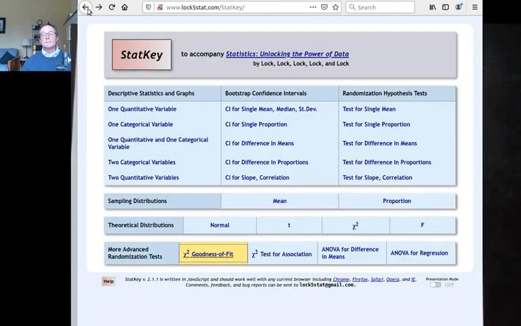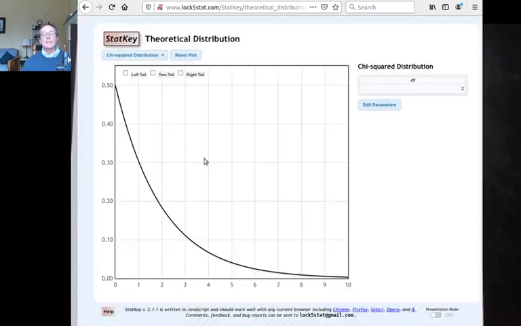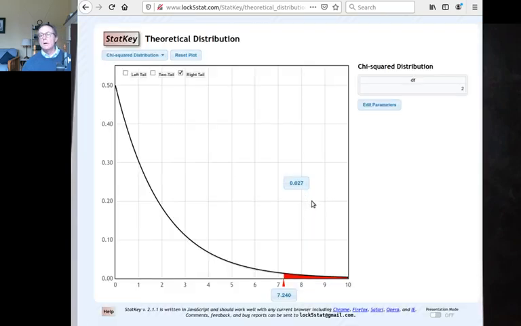Okay, here I go. Just like I would have gone to the normal curve or the t-curve, now I'm going to go to the chi-squared curve. Degrees of freedom is 2 because there were 3 categories, category A, category B, and category C. We get a curve that falls off sharply, and I'm looking for 7.24 in the right tail. And it says the p-value is 0.027. Can you see it there? So it was about 2.5%, a little less than 3%.